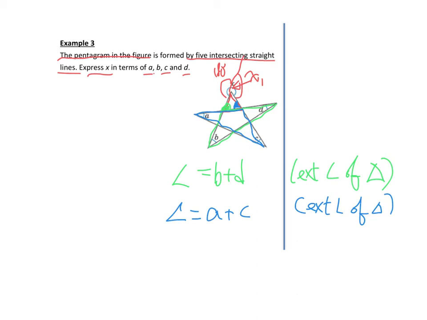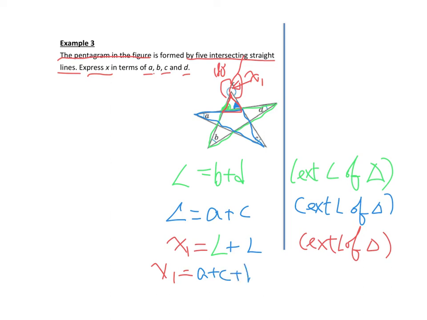And lastly, by observing the last red triangle, x1 would be equal to the green angle and the blue angle. That is the external angle of the red triangle. So lastly, we can see that x1 is equal to a plus c plus b plus d. So x would be equal to 180 degrees plus a plus b plus c plus d. That's it.